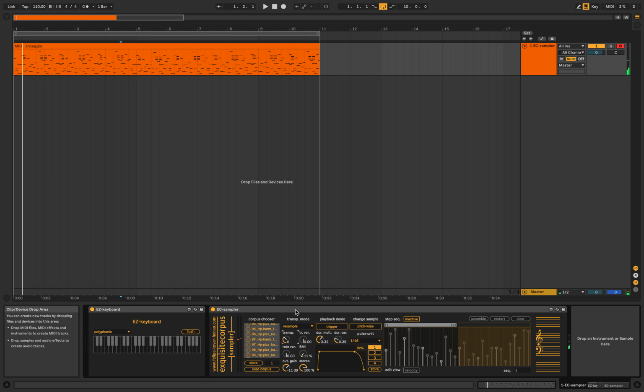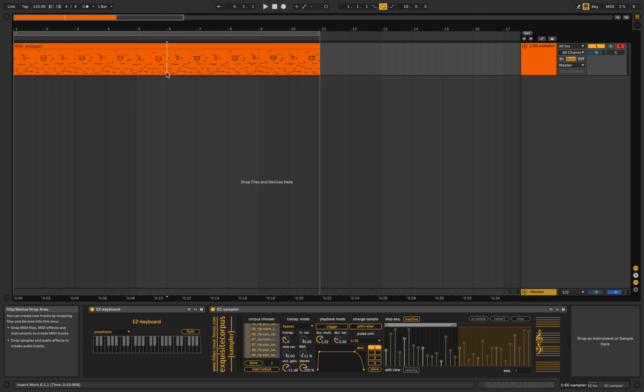Now, the transposition mode is one of those important settings in Easy Sampler. We have 4 different transposition modes. We have bypass, which basically turns off the retuning of the sample, so we would be listening to the original pitch of every sample in our corpus.